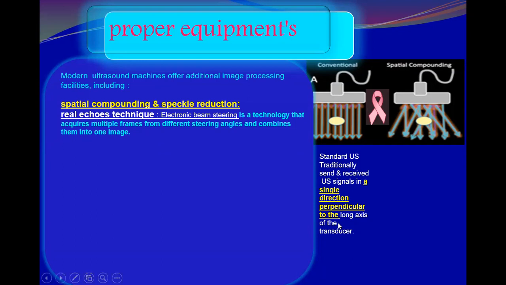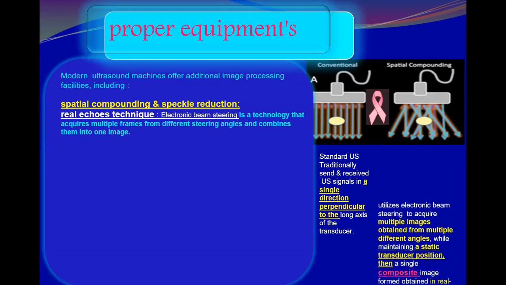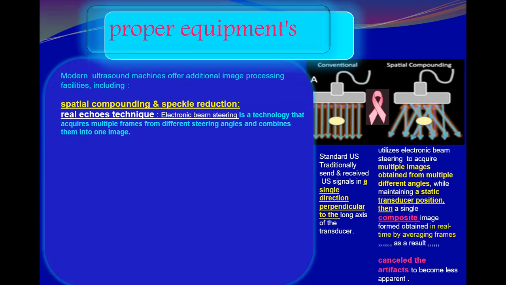But spatial compounding is electronic beam steering, a technology that acquires multiple frames from different steering angles and combines these images. It utilizes electronic beam steering to acquire multiple images from different angles while the transducer is static. We are not moving the transducer; the transducer itself has the capability of sending and receiving multiple imaging frames from different angles. Then a single composite image is obtained in real time by averaging these frames.